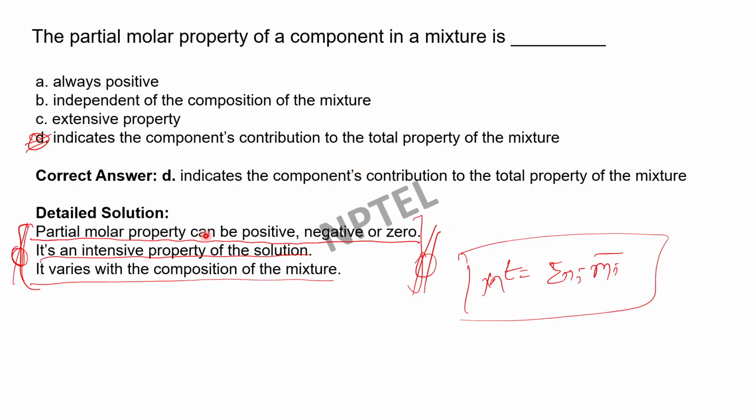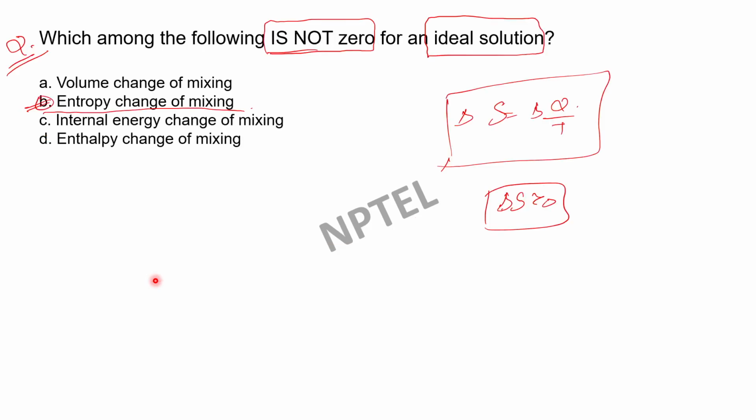The partial molar property of a component in a mixture indicates the component's contribution to the total property of the mixture. The reason is that a partial molar property can be positive, negative, or zero. It is an intensive property and it varies with the composition of the mixture, because n is the number of moles of the components involved. So if I say n1, n2, n3, there will be n1 M1 plus n2 M2 plus n3 M3. So it's related to the component's contribution to the total property of the mixture.